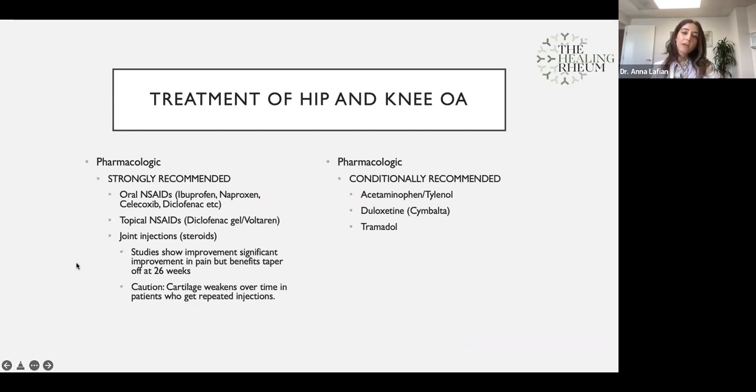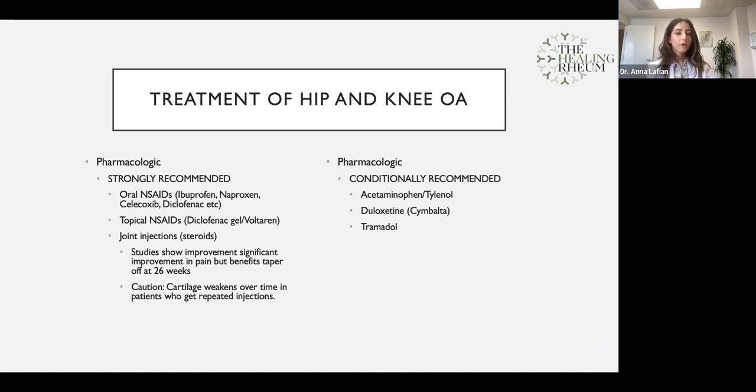Okay, so what about medications? As far as medications go, they strongly recommend oral NSAIDs. These are the non-steroidal anti-inflammatories. There's a lot of them out there. These are some: ibuprofen, naproxen, celecoxib, diclofenac.